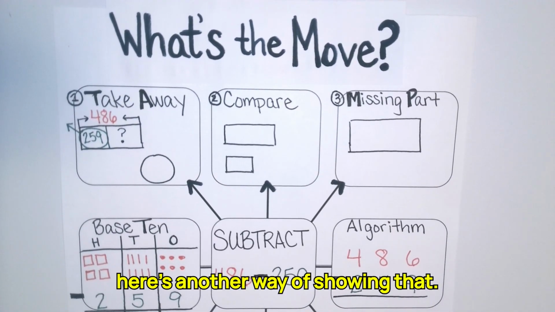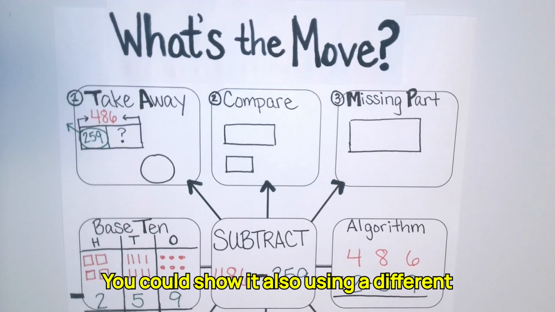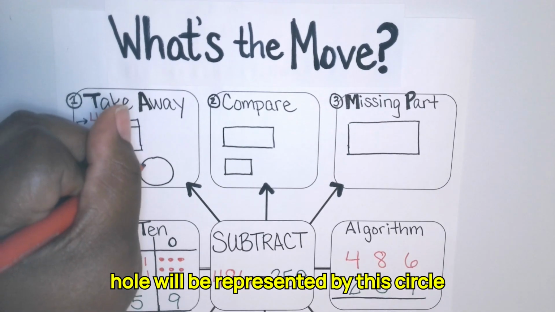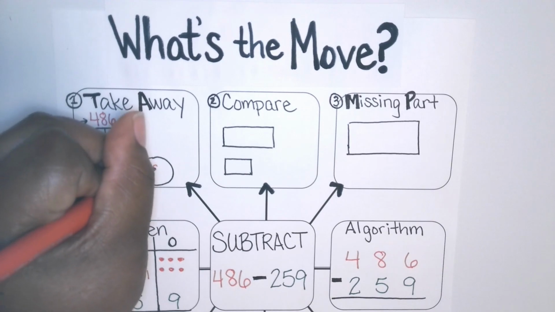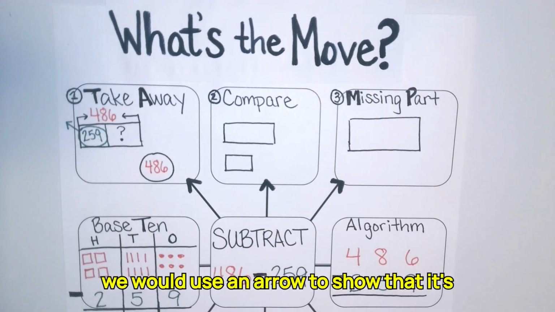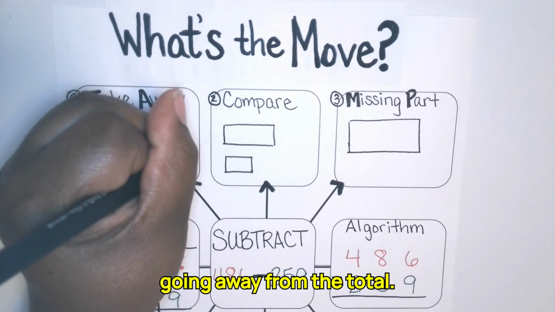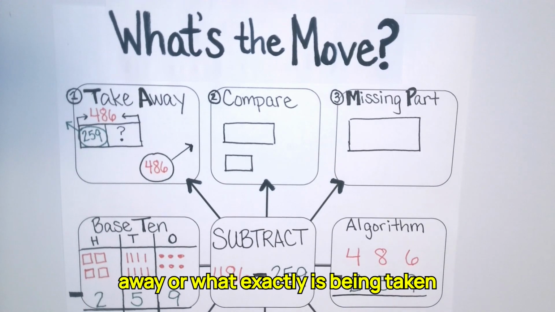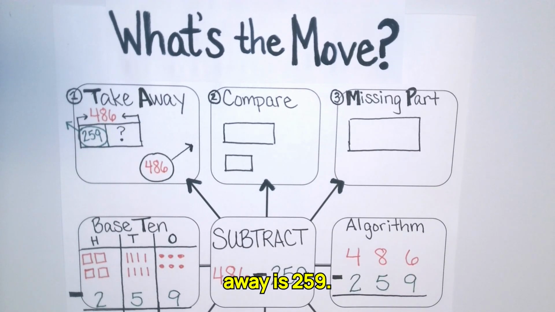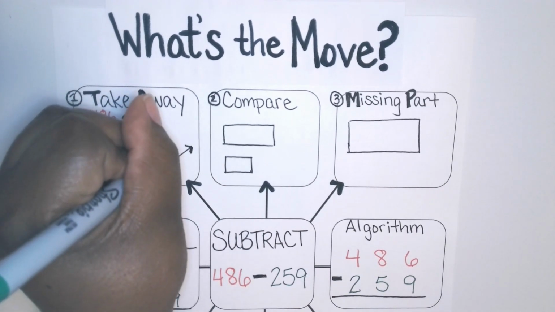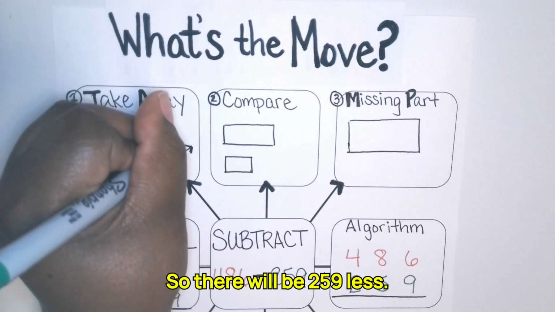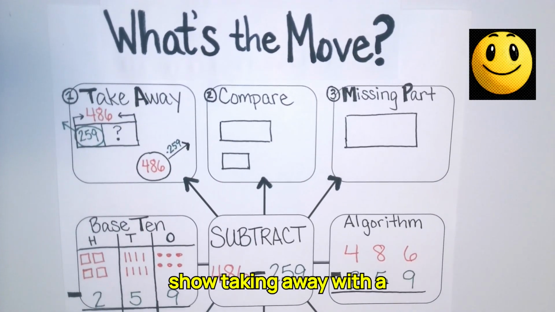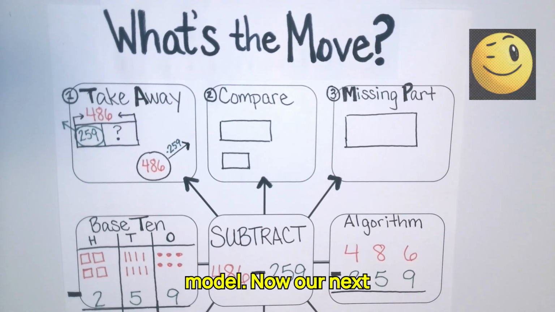Okay, here's another way of showing that. Could show it also using a different shape like a circle, where again our whole will be represented by this circle, 486. And we will use an arrow to show that it's going away from the total. And then the number that's being taken away, or what exactly is being taken away, is 259. So there will be 259 less. So those are your two ways that you could show taking away with a model.